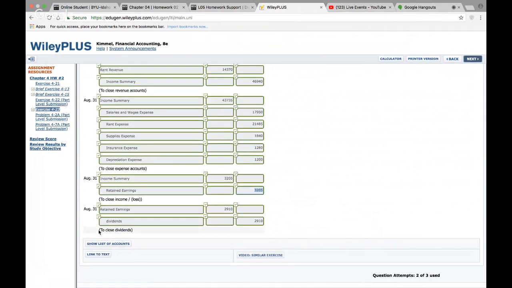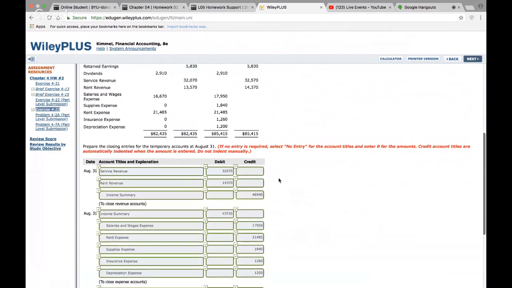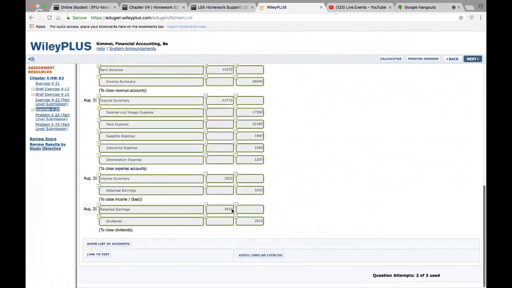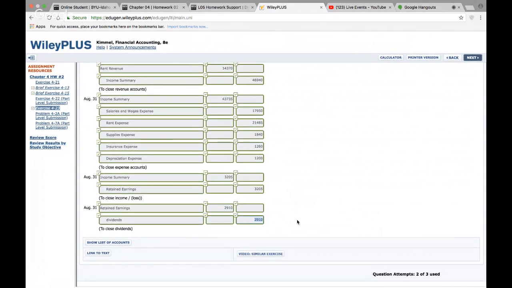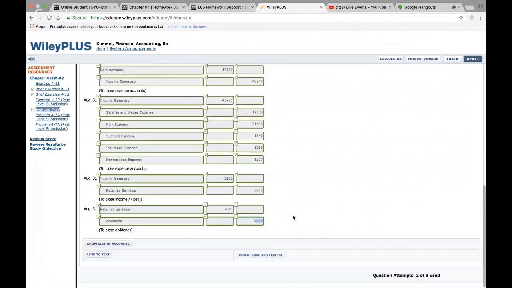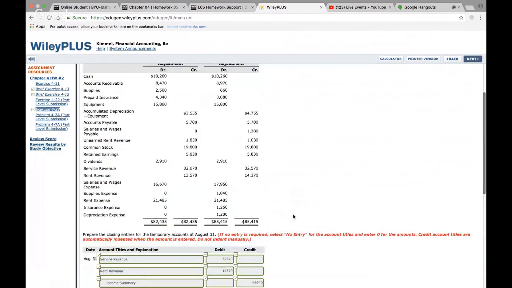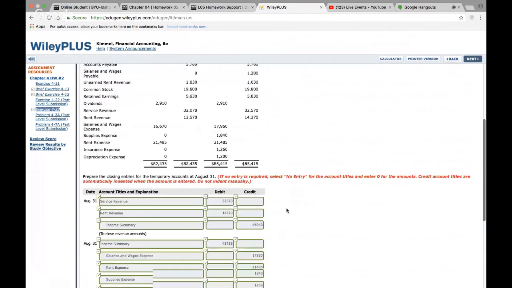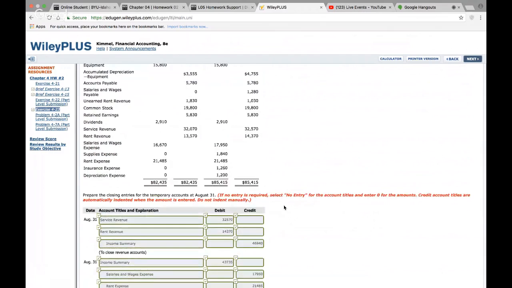Now, the last thing to close is the dividends. Dividends, again staying on the right side, is $29.10. So we're going to debit retained earnings $29.10, and we're going to credit dividends $29.10. And that's it, guys. That's how you input this information. Just remember, don't use the before adjustment. You want to use the after adjustments, or else your numbers will look different.